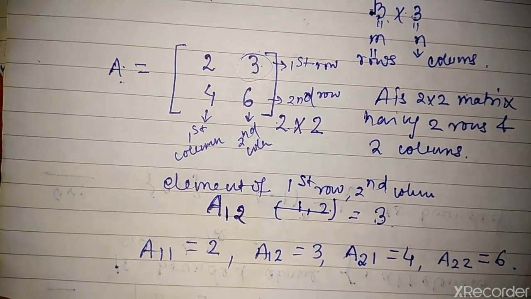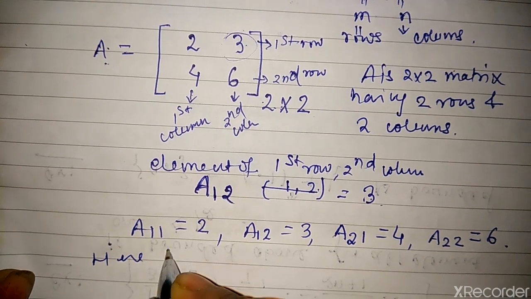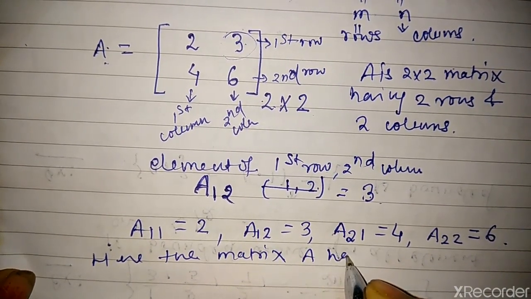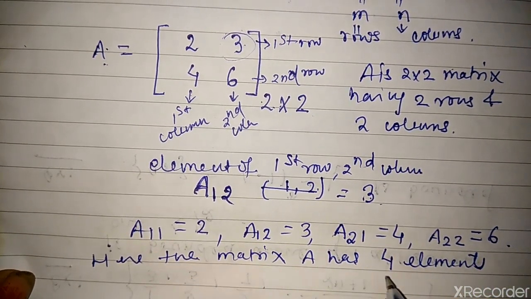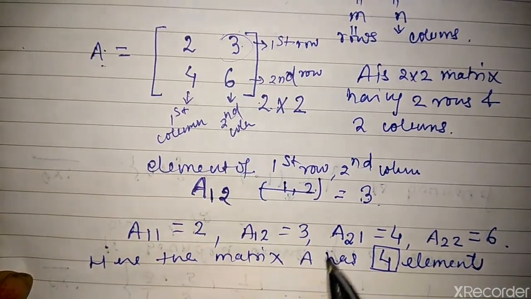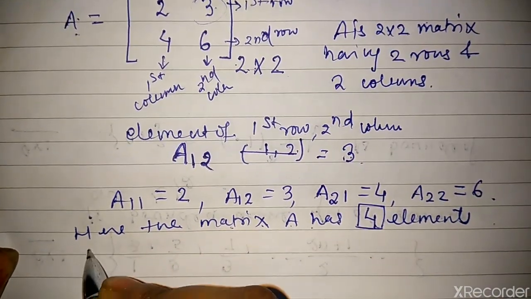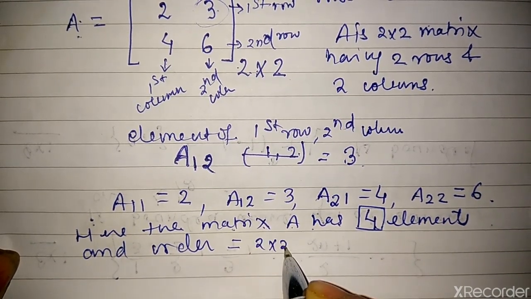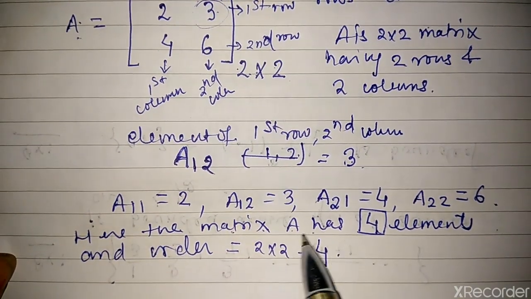Okay, that means here the matrix A has 4 elements. Total number of elements is 1, 2, 3, 4. So matrix A has 4 elements and its order is 2 cross 2. Again it is 4. This way it is 4.